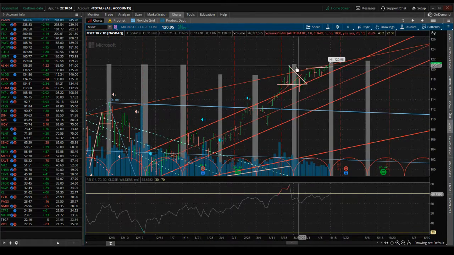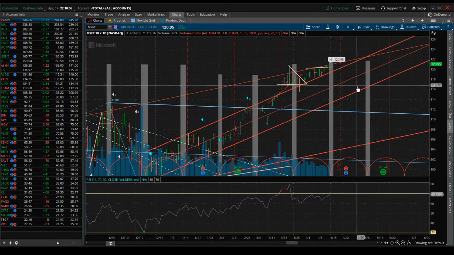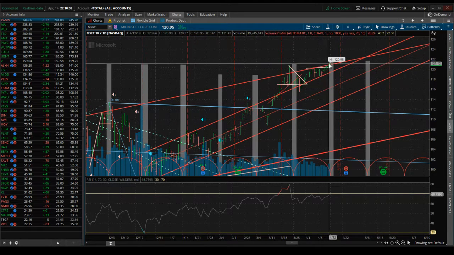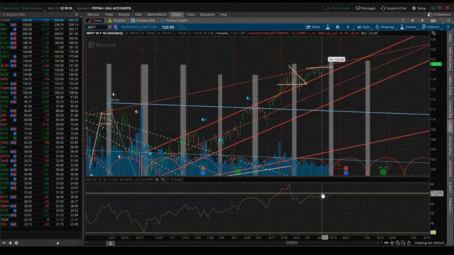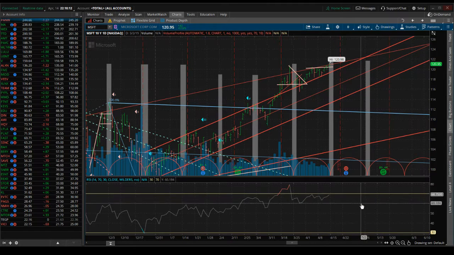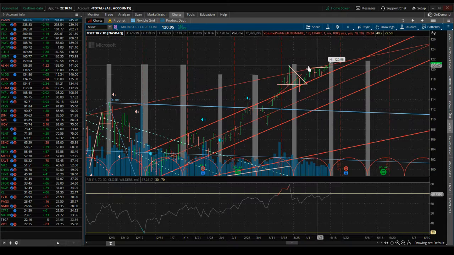So will this be a double top on Microsoft? I don't know. It might be. I've got a linear regression channel here that it's at the top of. If it pokes up a little bit here, we might have some bearish divergence on the RSI. So just be cautious here.